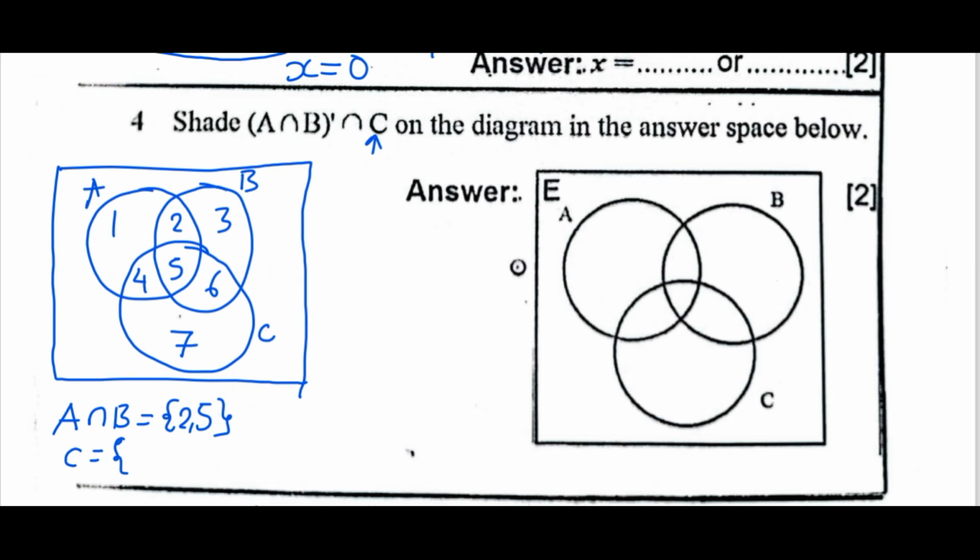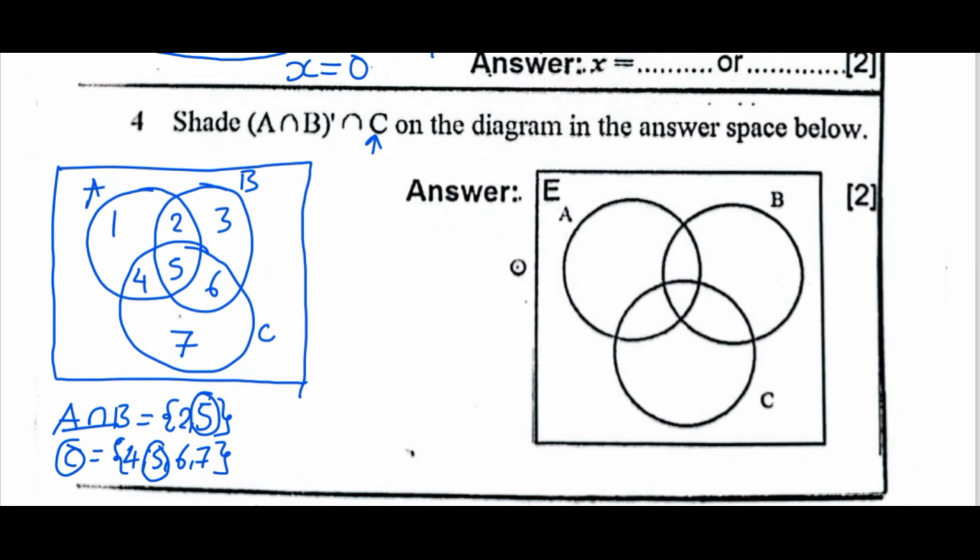Then let's look at the elements for C. So we have 4, 5, 6, 7. Now the key point here is that A intersecting B is not needed, including the intersection of C. So let's do this now. We need to look at which element is common in A intersecting B and C. So we can see that 5 is common.